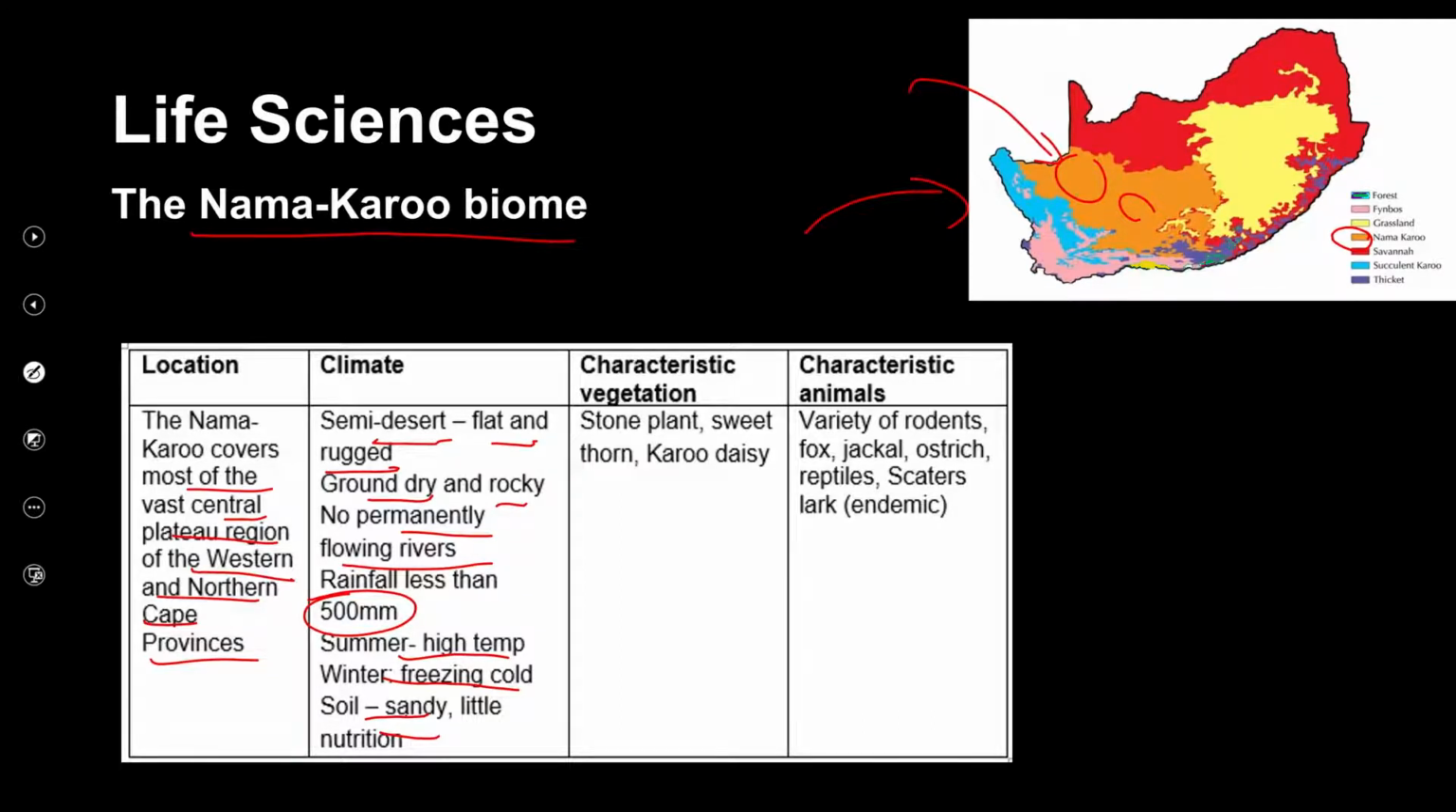Here you've got plants that are typically adapted to these extremely dry conditions. You have a stone plant, which is typically seen here, the sweet thorn and the karoo daisies. In these areas, because of the nature of the temperature, you find that the animals are much smaller. So you've got a variety of rodents, fox, jackal, ostriches, many reptiles, and some endemic scatters of larks.